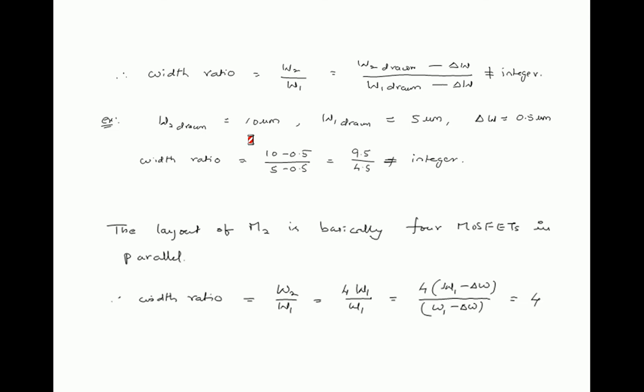Next, with width correction, the layout of M2 is basically 4 MOSFETs in parallel. So the width ratio W2 by W1 we can write as 4 times W1 by W1, and with effective widths, 4 into (W1 minus delta W) over (W1 minus delta W). So here you will get exactly an integer. If you consider width correction, the ratio of widths is maintained as an integer. Otherwise there is a slight difference, and I out doesn't track the reference current as expected.